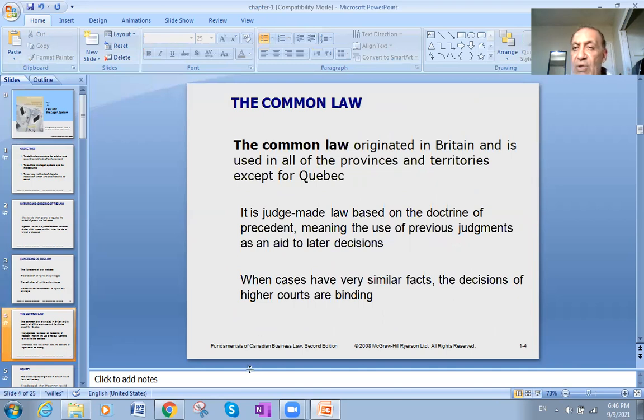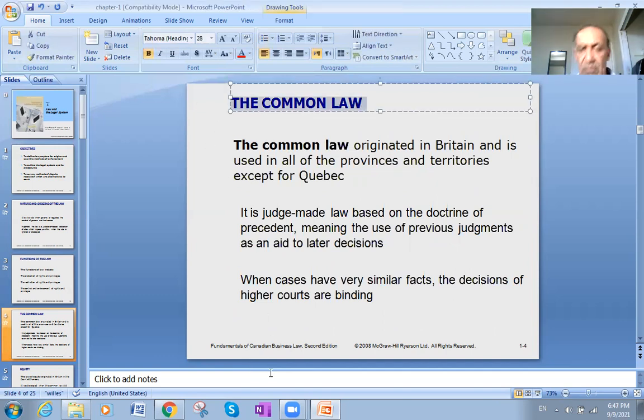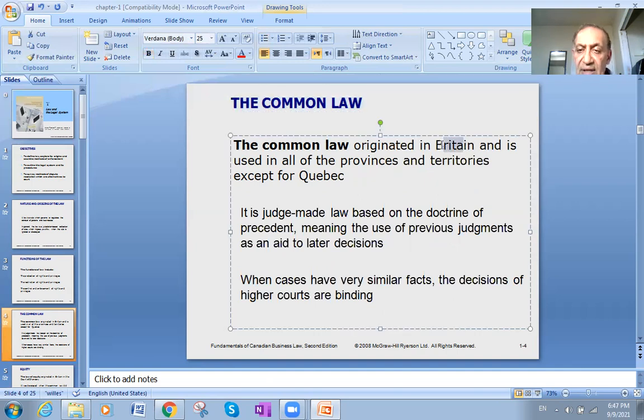Perfect. So now we have the sources of the law. We have many sources. Yes, we have the common law. The common law originated in Britain. It was first seen in Britain and is used in all of the provinces and territories except for Quebec. Here in Canada, it applies everywhere except Quebec. Quebec has no common law.